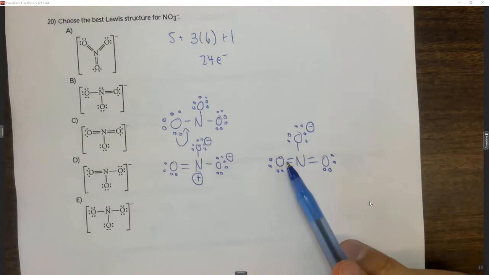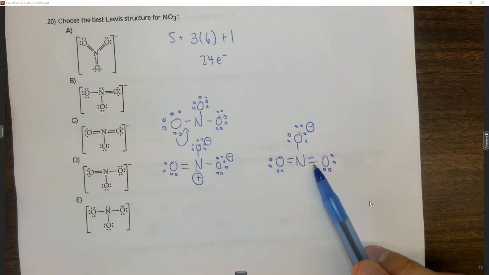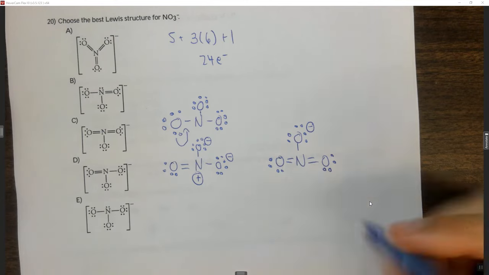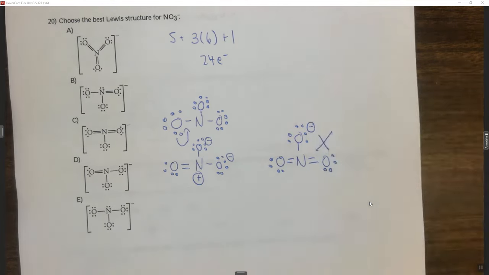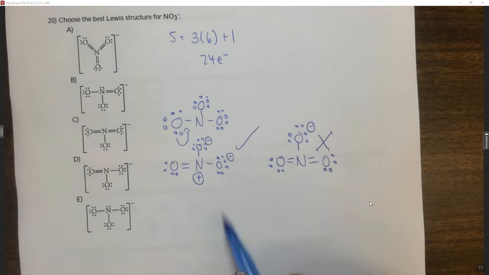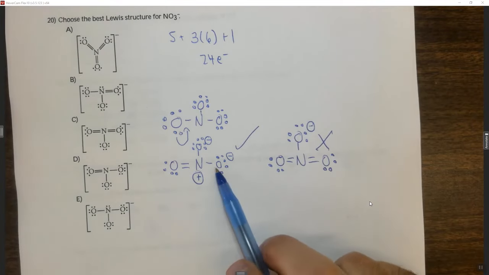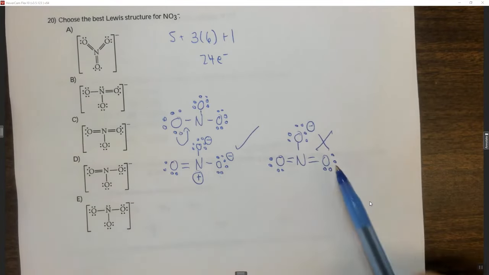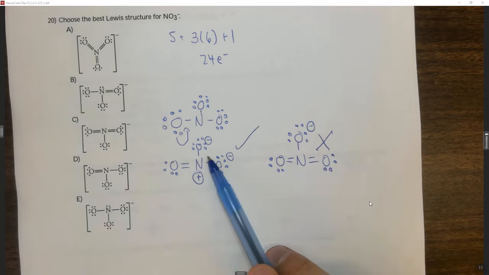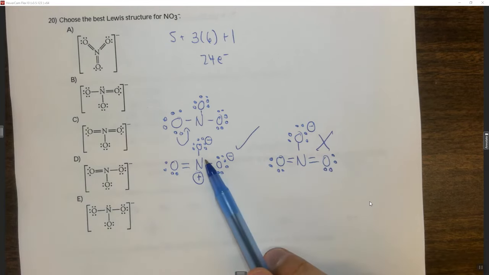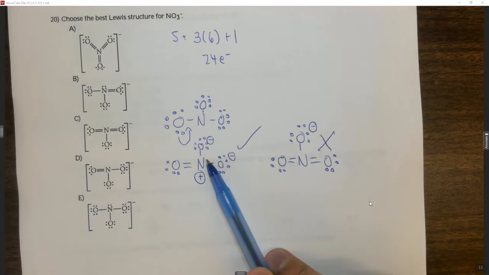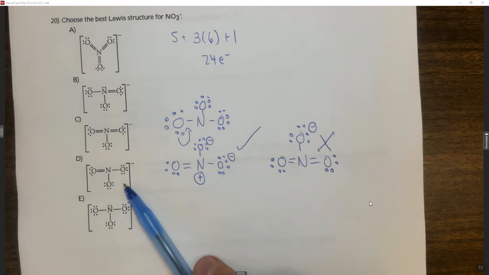If we look at this nitrogen here, it has 1, 2, 3, 4, 5 bonds. It has an expanded octet. This is not a valid Lewis structure. This is what you have to use. Even though it has more formal charges, it hasn't broken a fundamental rule of chemistry. So this is our best Lewis structure, which looks like choice letter D.